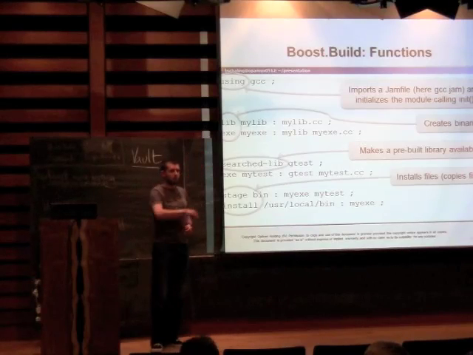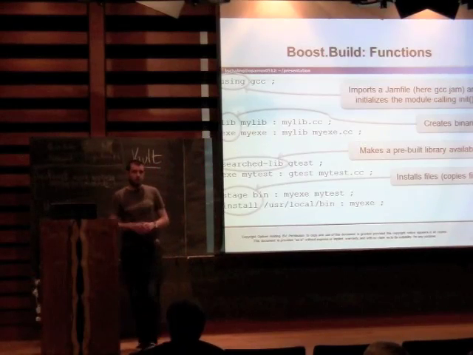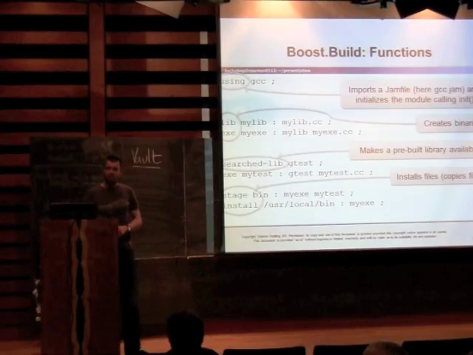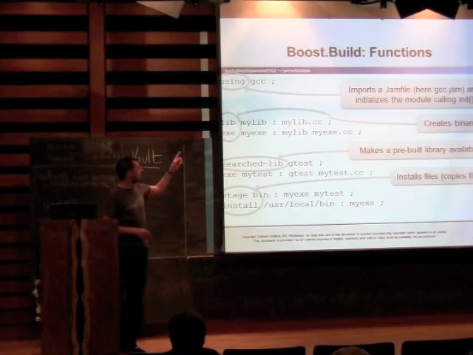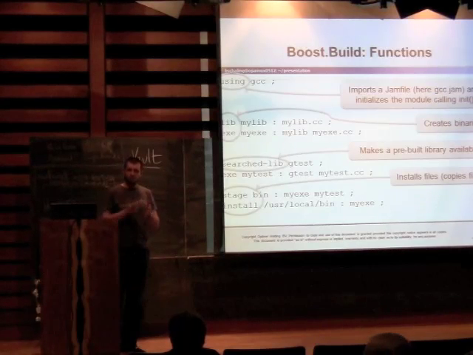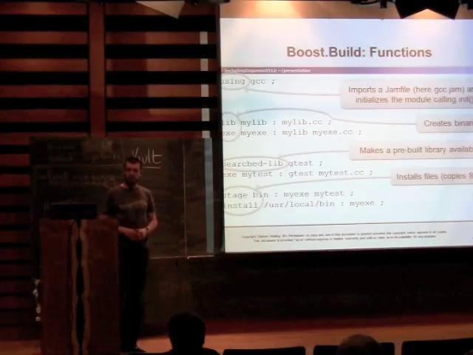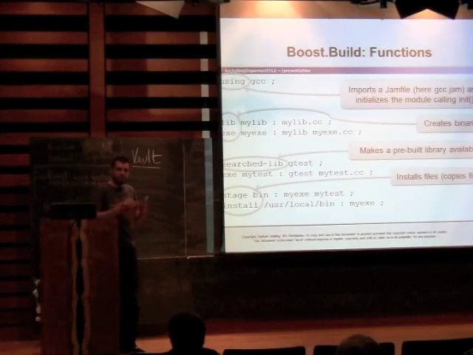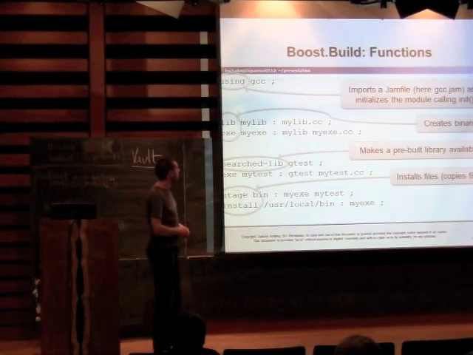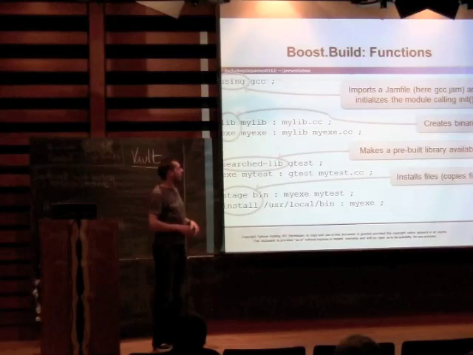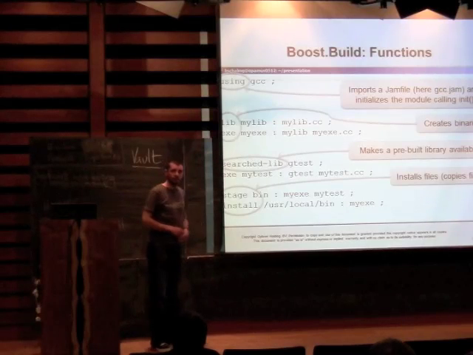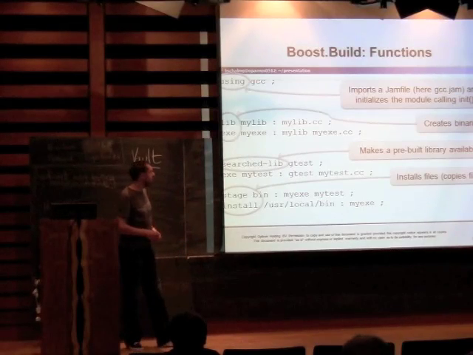So this is something you typically use when you know you want to use, for example, GCC. And GCC has to be initialized somehow. Boost Build provides a couple of tool sets, and you can initialize these tool sets with that using function. That's just how using has been defined, so there's no magic. Yeah, we have seen lib and exe too. Lib is used to create a library, and exe is used to create an executable.